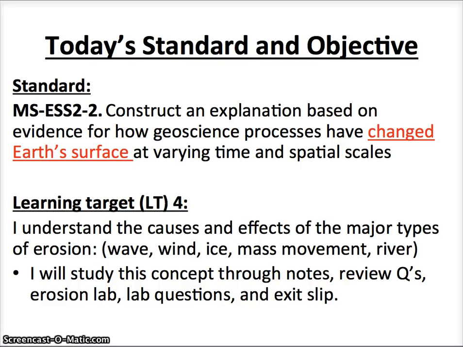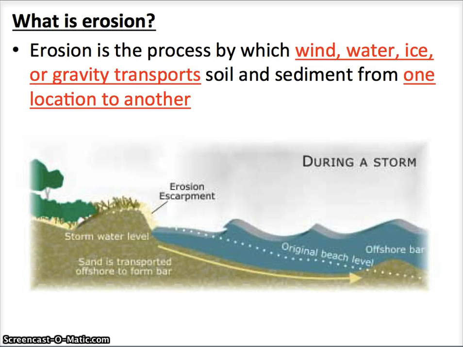Hi, today we're going to focus on LT4, which states that you will understand the causes and effects of the major types of erosion: wave, wind, ice, mass movement, and river erosion. So let's start talking about what erosion is.